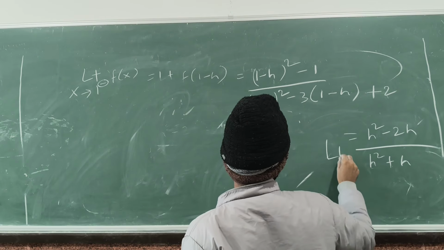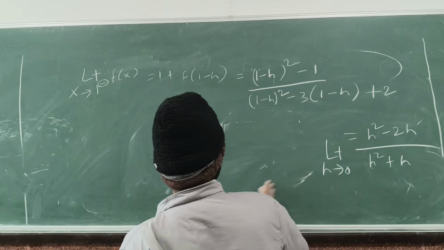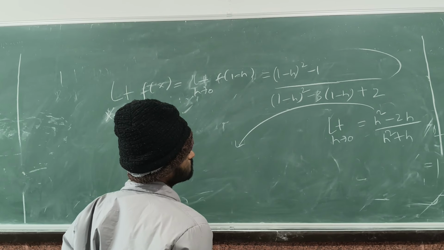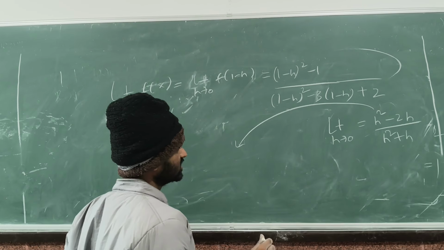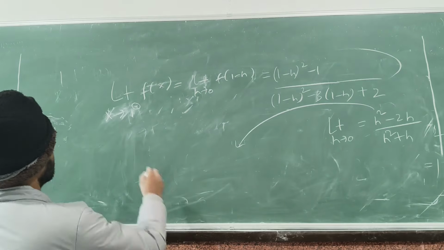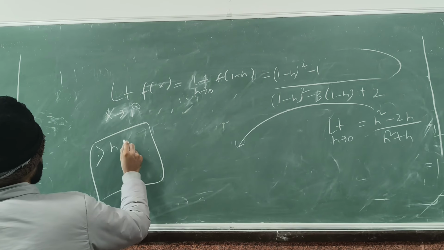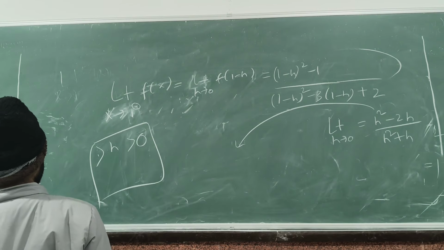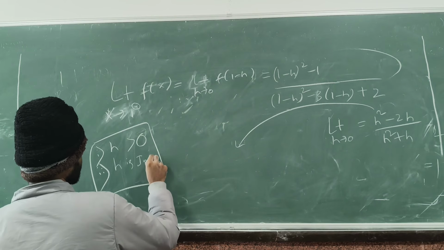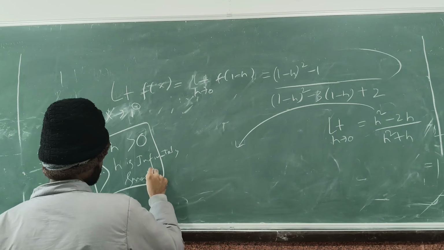Since limit h tending to 0, numerator here, since h is not exactly 0. Okay, I said what I said. The first thing I said is h is a positive real number. The second thing I said is h is an infinitely small quantity.